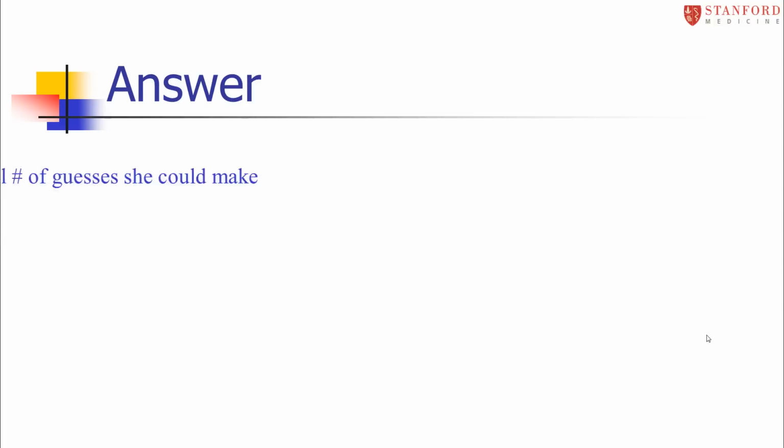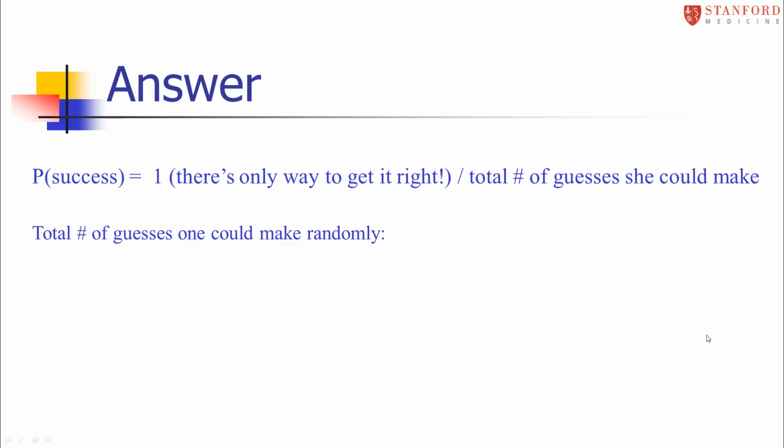All right, so to solve this one, we're going to calculate the numerator and the denominator here. There's actually only one way she can get it right, so the numerator is easy, it's just 1. But how many total number of guesses could she make if she's just guessing randomly? Well, there are 4 glasses. She's got to identify 4 wines with the 4 glasses, so it's a 4 factorial problem.